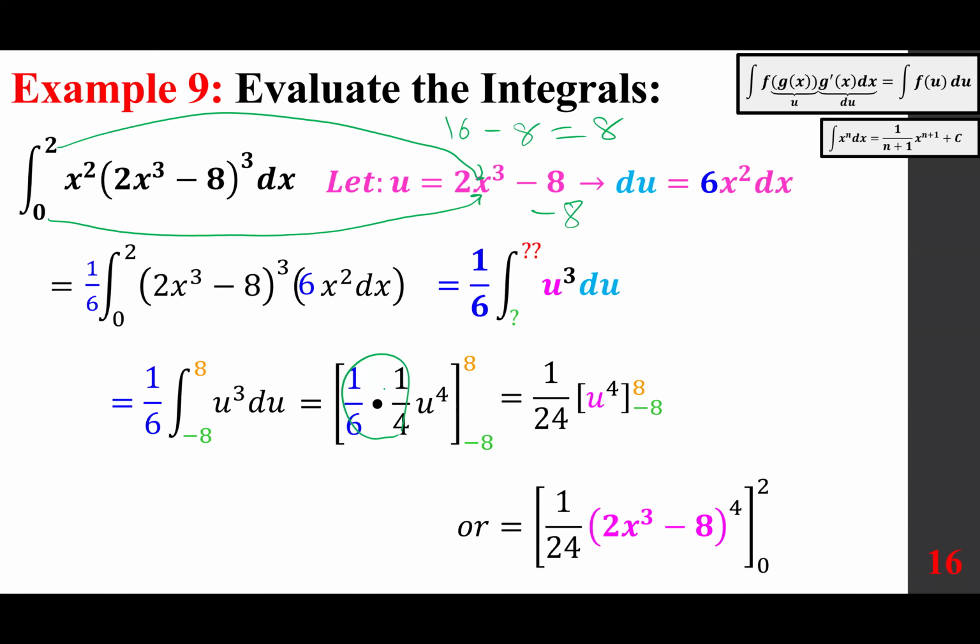1/24 times (2x³ − 8) to the power of 4, from 0 to 2. Now, either way is fine. I'm going to evaluate this part, and I'm going to show you how easy it is.